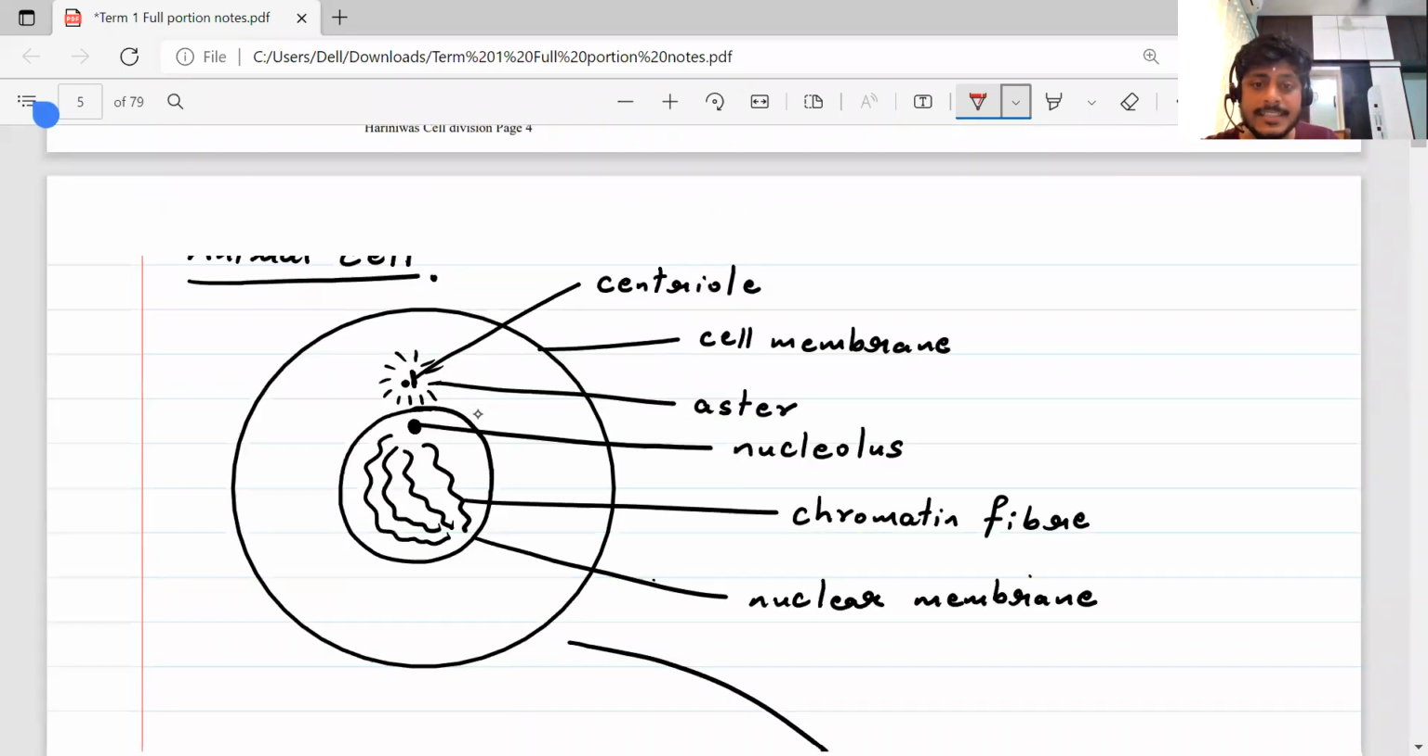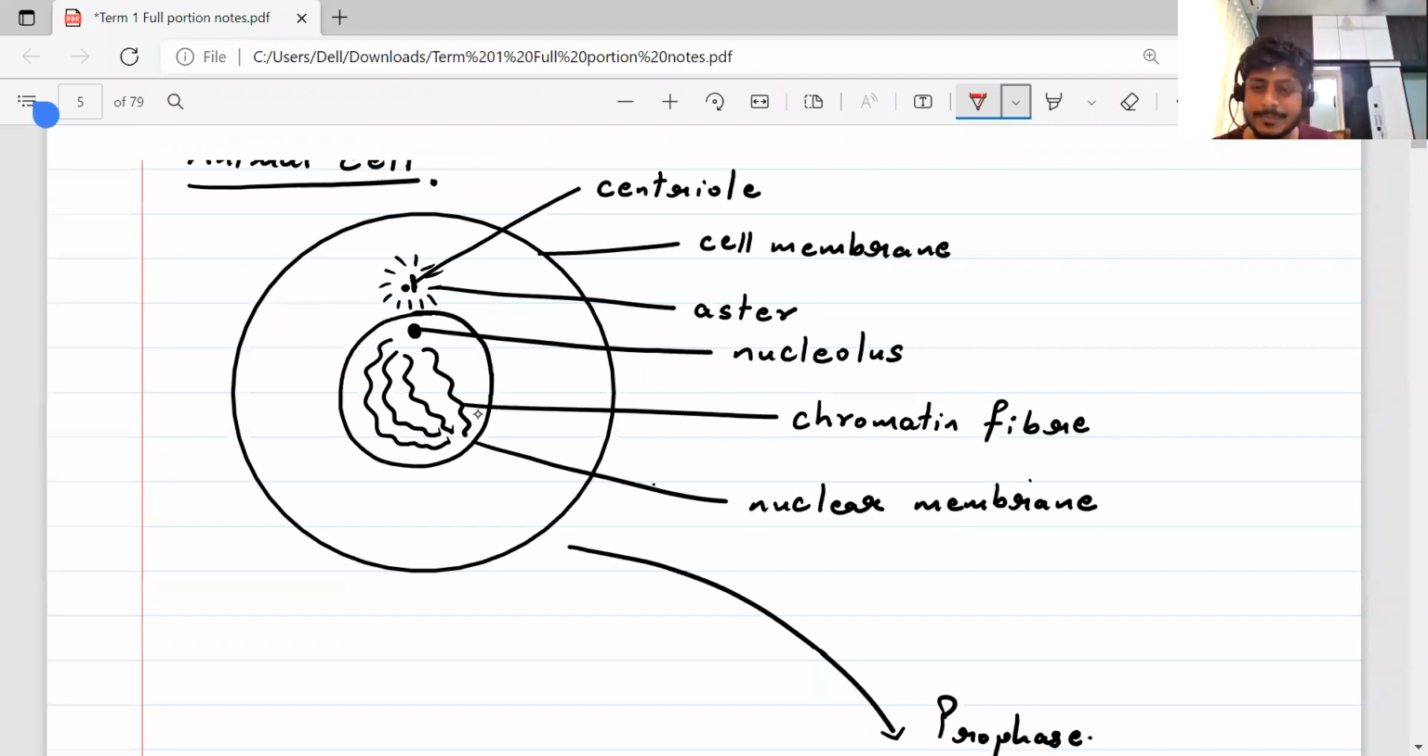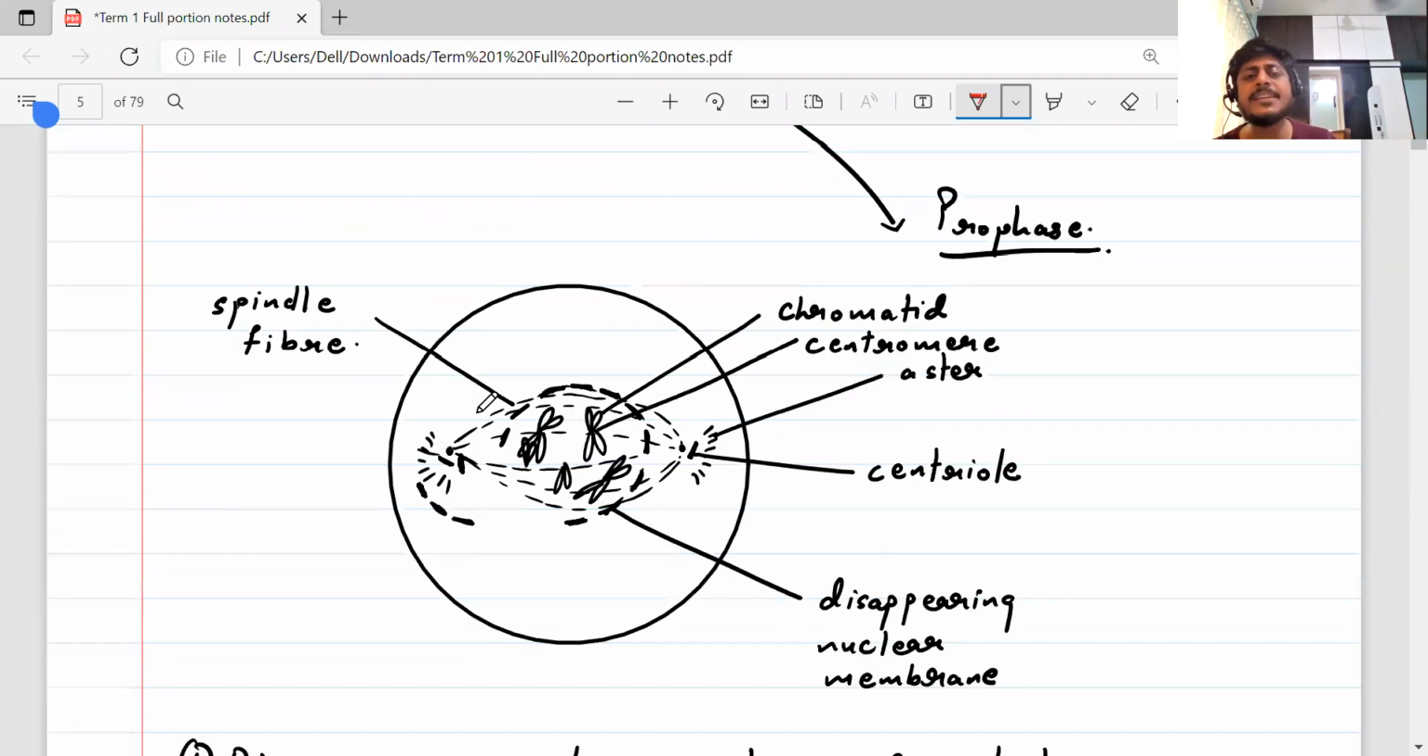Then we drew the animal cell diagram, a typical animal cell, the same that we had seen. And we'd seen what were the changes in prophase. So if you observe the diagram, in a diagram-based question, be sure to look for whether you see a disappearing nuclear membrane. That's going to be your key to understanding if it is prophase. Then look for the asters. If you can see the asters, you can see the centrioles, then it's an animal cell. So it's an animal cell in prophase.